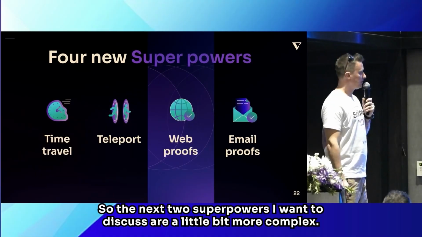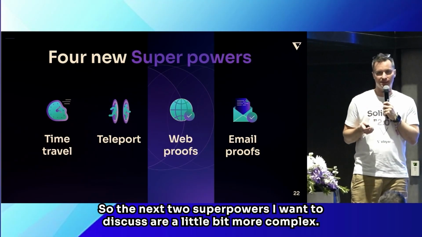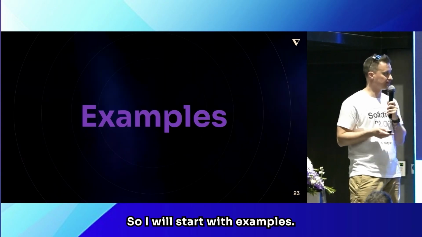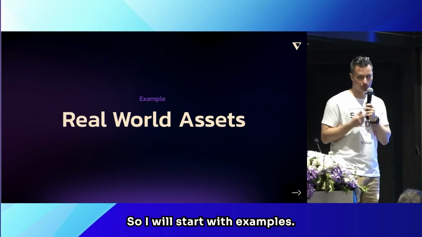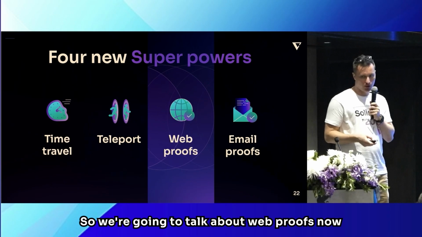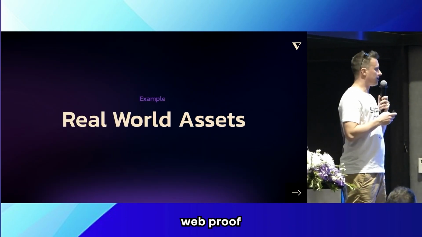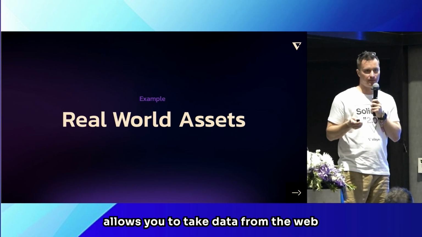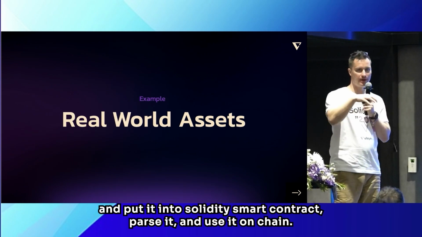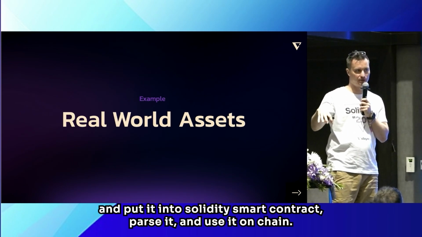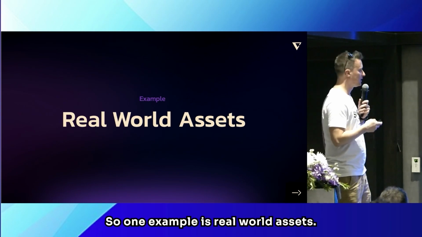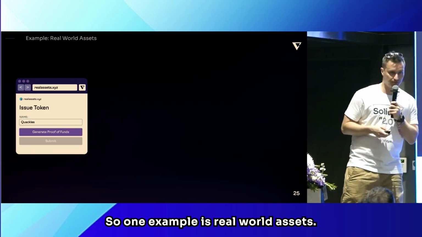All right. So the next two superpowers I want to discuss are a little bit more complex. So I will start with examples. So we're going to talk about web proofs now. Web proof allows you to take data from the web and put it into a Solidity smart contract, parse it, and use it on-chain. So one example is real-world assets.